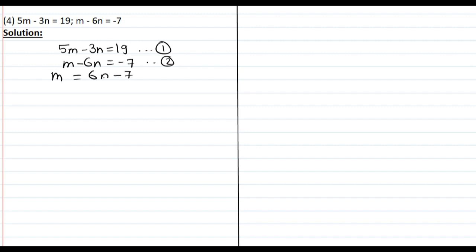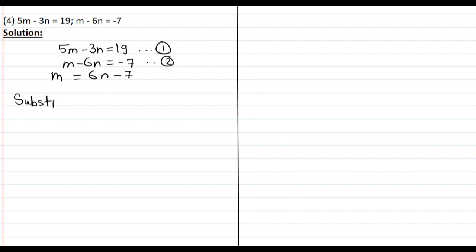Now move to question number 4. I'm going to solve this by the substitution method. 5m minus 3n equals 19. Mark it as equation 1. m minus 6n equals minus 7. See, here we are getting m with coefficient 1. We can modify this second equation, so we can write it as m equals 6n minus 7. This minus 6n will get shifted to the other side and becomes positive.